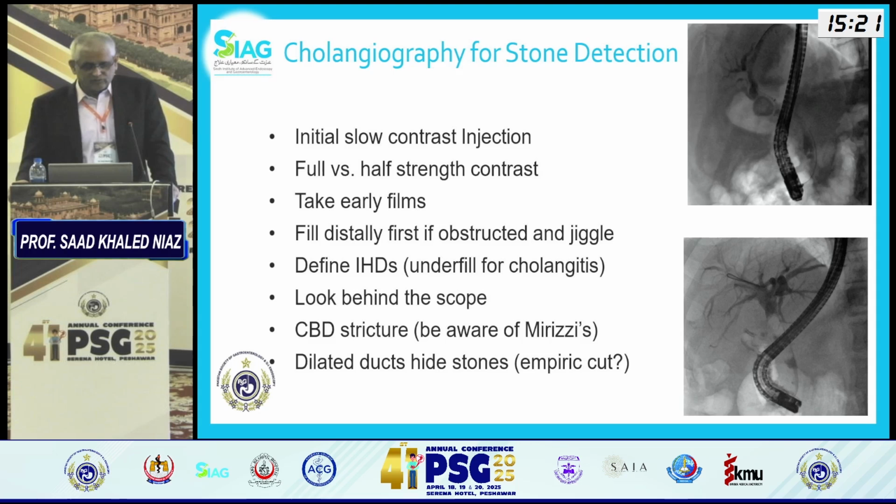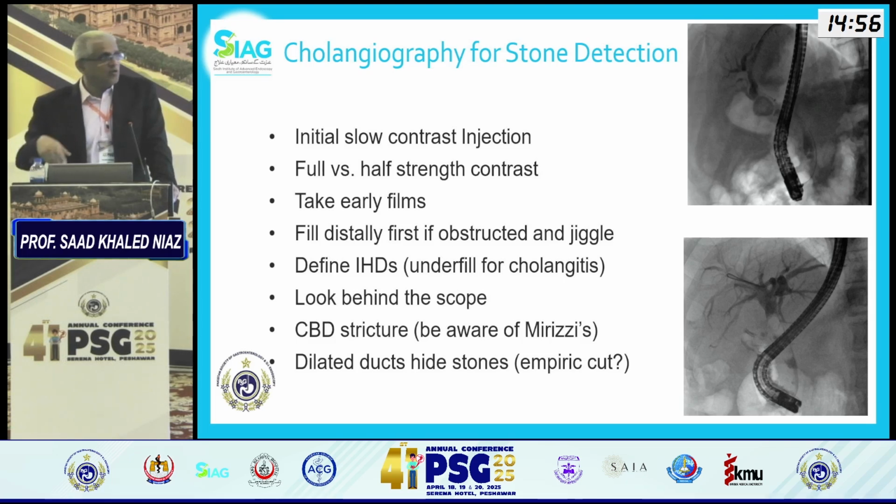So multiple examples here. Just to tell you, cholangiography for stone detection, just basic. Most of you who are doing ERCPs, slow injection, full versus half strength. We use half strength. It's better for stones. Take early films, or if you're doing fluoroscopy, obviously just keep an eye on it. Fill distally first if obstructed, and then obviously you move your catheter up and then inject.